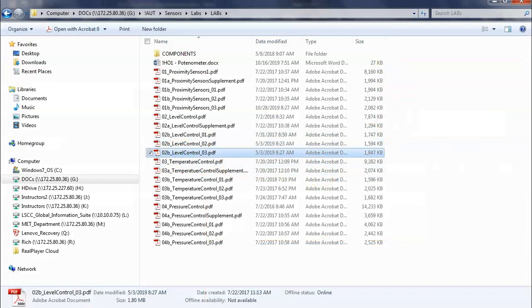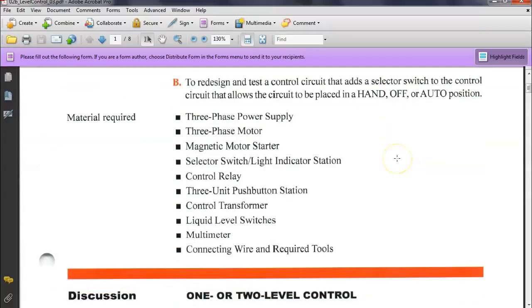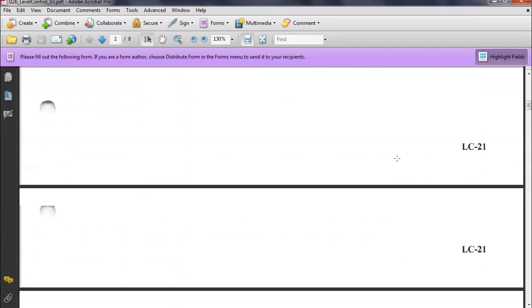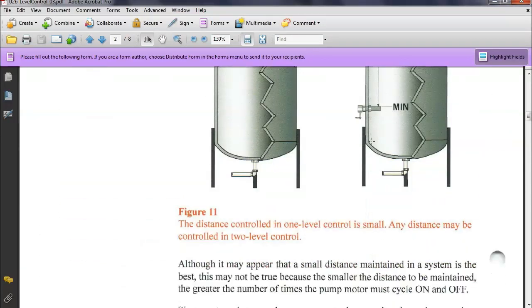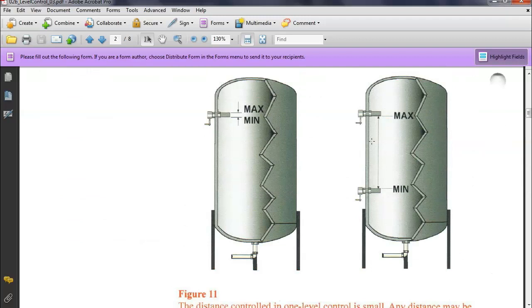And then lab 3, we'll see what they do here. And this should be a 2-level control, right? So 2-level controls, we're going to maintain it between a minimum and a maximum. As long as your liquid's in here, you're okay. If it hits the maximum, you need to start discharging the tank. If it hits your minimum, it needs to start charging the tank, right?